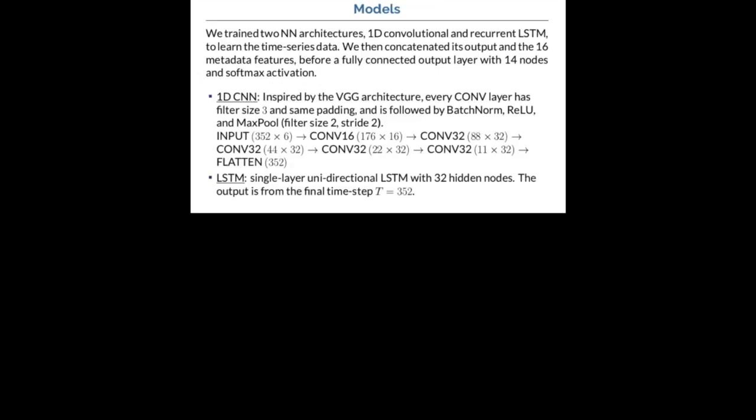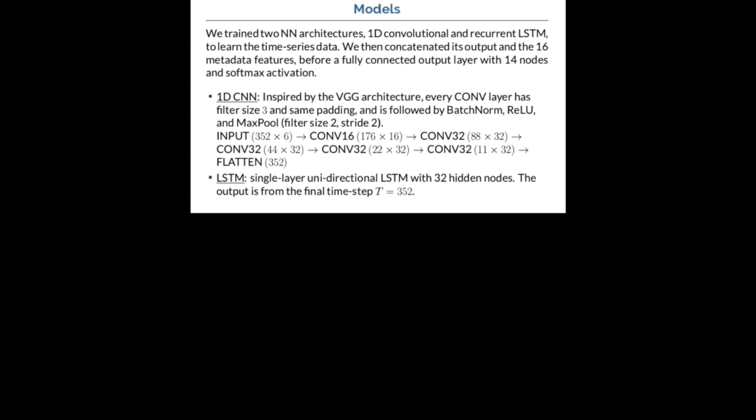Now for the models. We tried 2 neural network architectures, one convolutional and one recurrent with LSTM cells. The CNN was inspired by VGGNet, where every conv block has filter size 3 and padding 1, and is followed by batch norm, then ReLU, then a max pool layer of size 2. There are 5 conv blocks, so each object's time series starts as length 352 with 6 channels, and ends as length 11 with 32 channels. This is then flattened and concatenated with the 16 metadata features, and finally fed into a fully connected layer with softmax activation for the output.